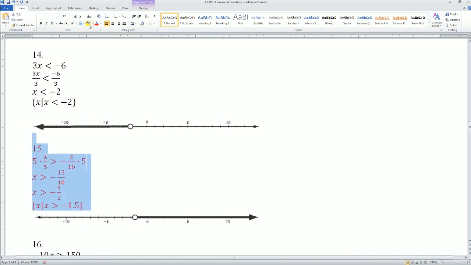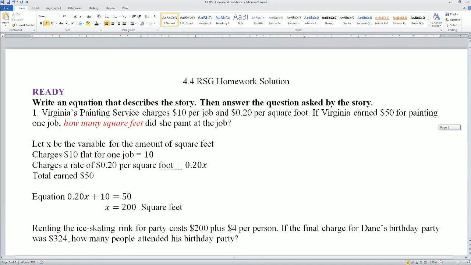Sorry about that. But there you go. That is your homework solution for 4.4. Ready, set, go with a little hiccup.